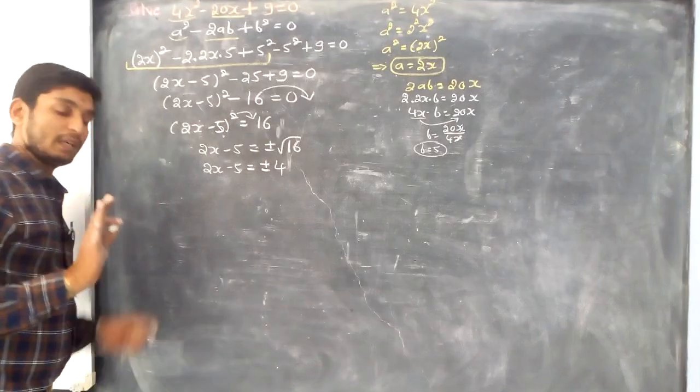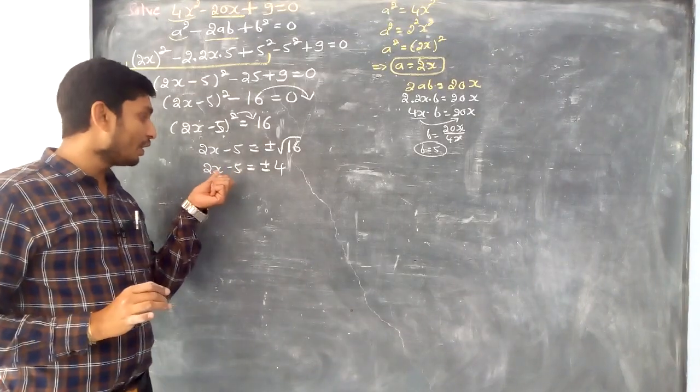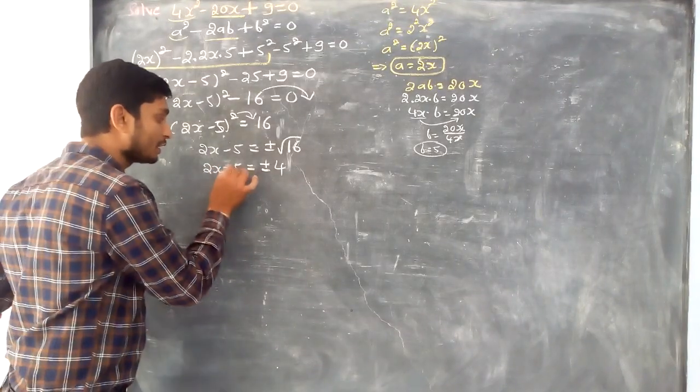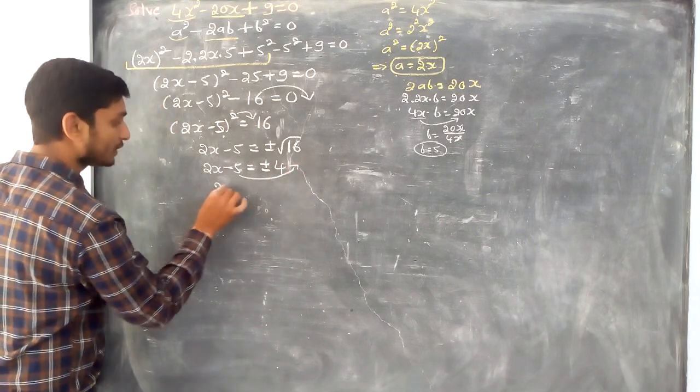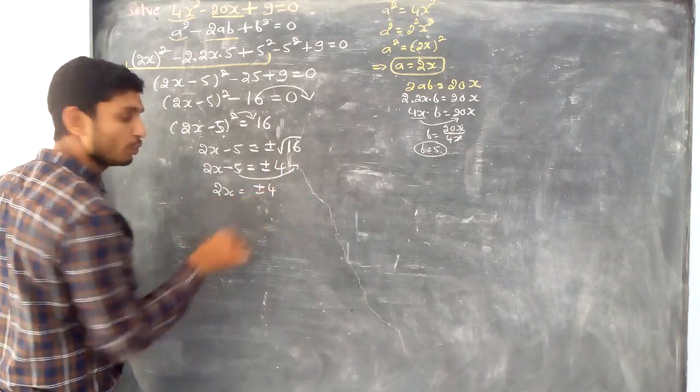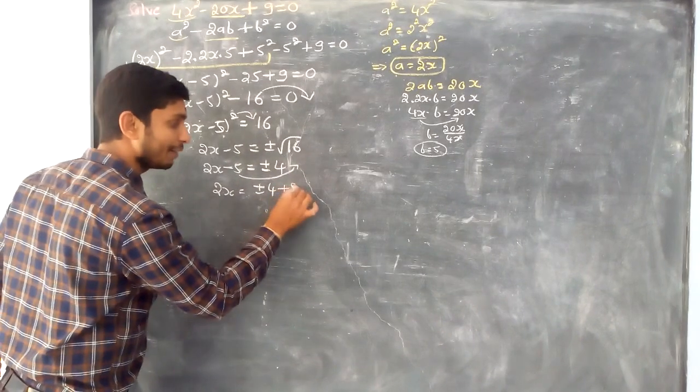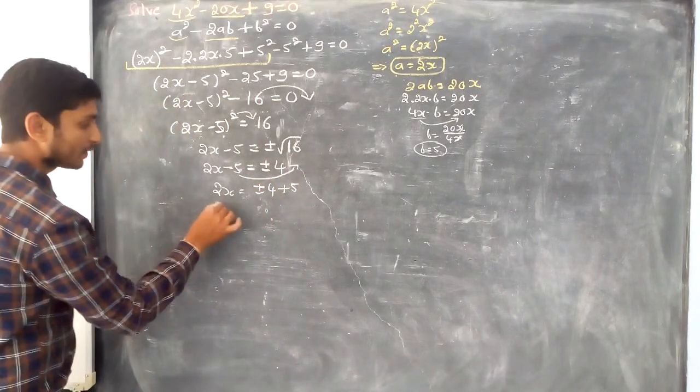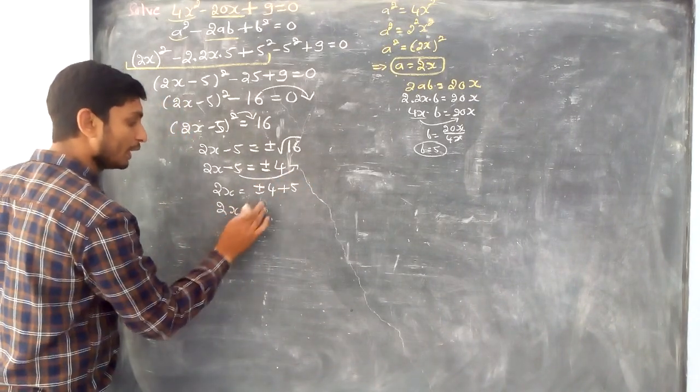Now it is still not over. We have to find the value of x. That's why transfer this minus 5 to the right side, that is 2x is equal to plus or minus 4 minus 5. If it comes to the right side it becomes plus 5. Yes, 2x is equal to, now your choice.